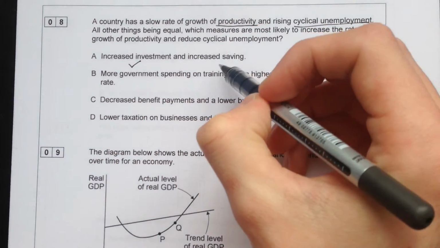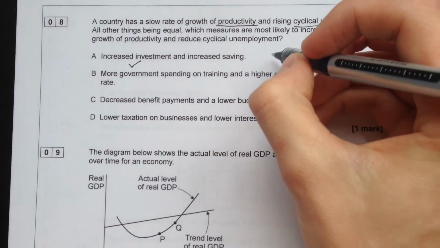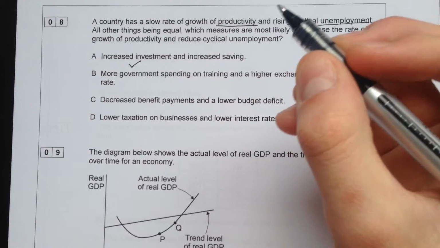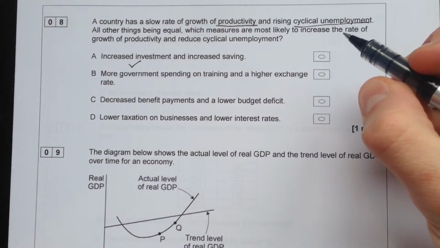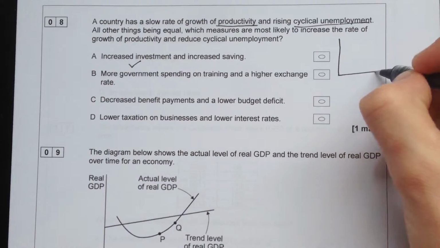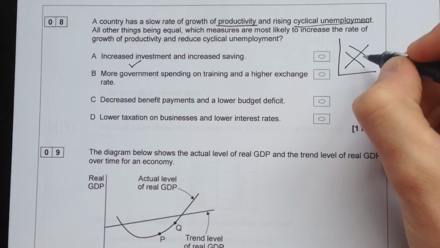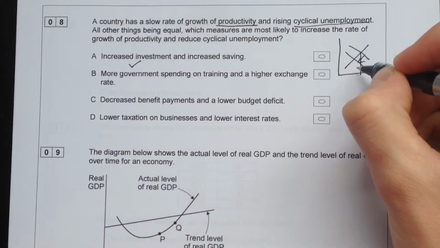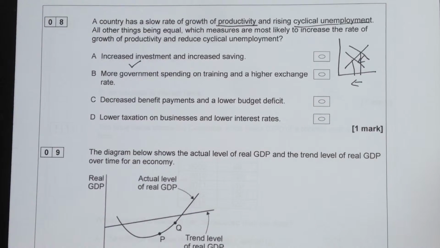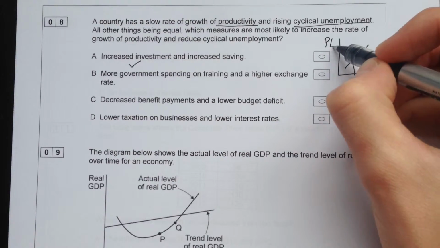But if there was an increase in savings, then AD would shift to the left. So we've already got cyclical unemployment, and we'll get more unemployment because, I'll just draw it here, our AD curve would shift even further to the left. So this would be real output, and this would be the price level, so I'll denote that as PL.